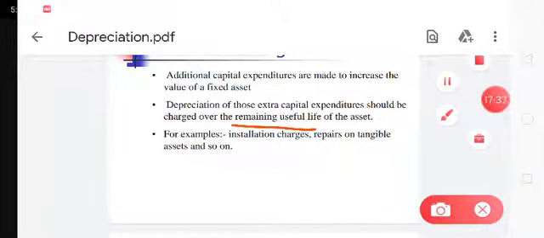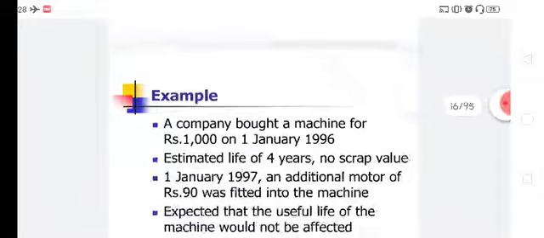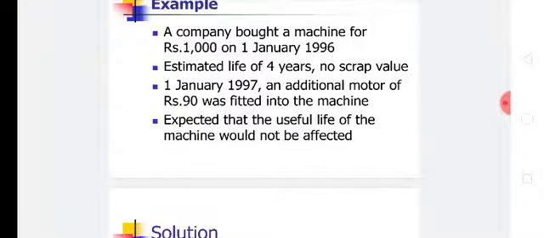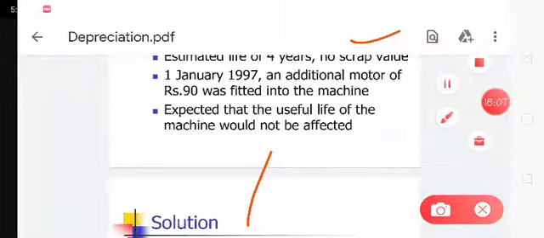Here the word is the remaining useful life. Whenever you made that capital expenditure, for how long it is used after that is also a part of depreciation. For example, installation charges, repair charges. So these are some words that are related to capital expenditures. Now an example that I want to share with you. A company purchased a machine for 1000 rupees on 1st Jan 1996. Clear? Just wait.